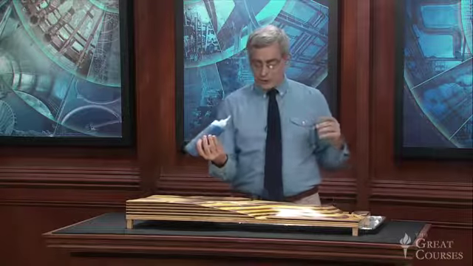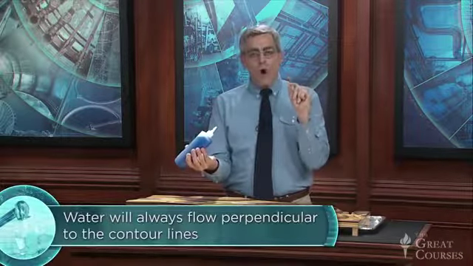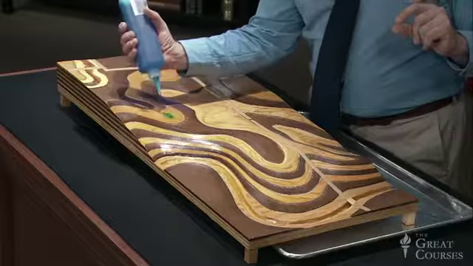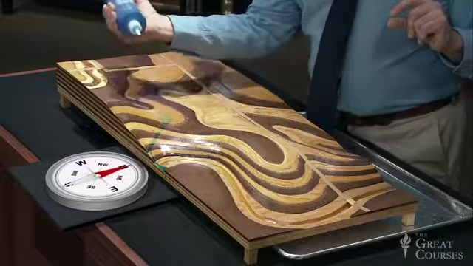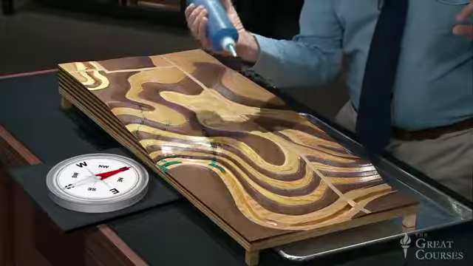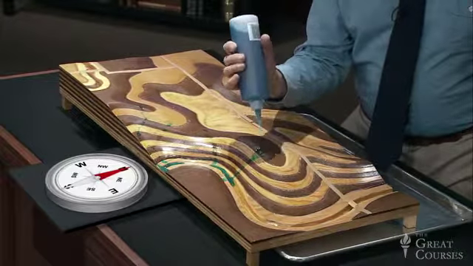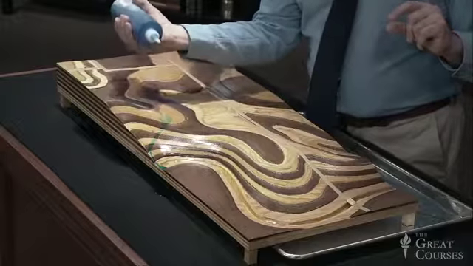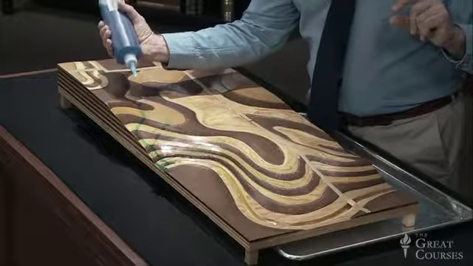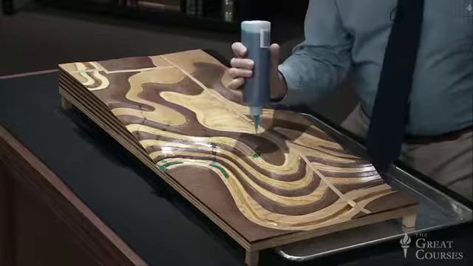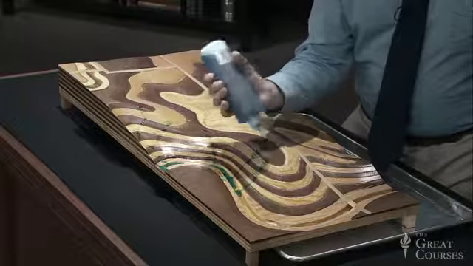Notice as I deposit streams of precipitation that water will always flow perpendicular to the contour lines. Watch. There's a pool which turns perpendicular to the contour in every case. The reason that phenomenon occurs is that the perpendicular path across contours is always the shortest distance between those two contour lines. And therefore, the shortest distance for a given vertical change in elevation must be the steepest slope.